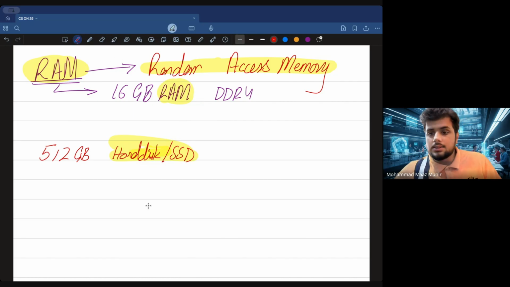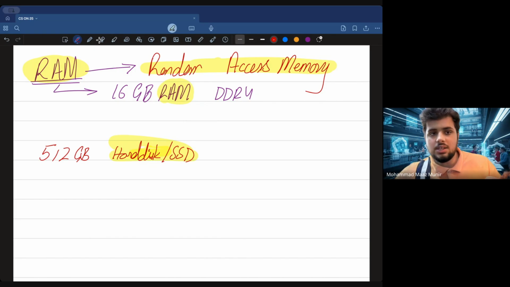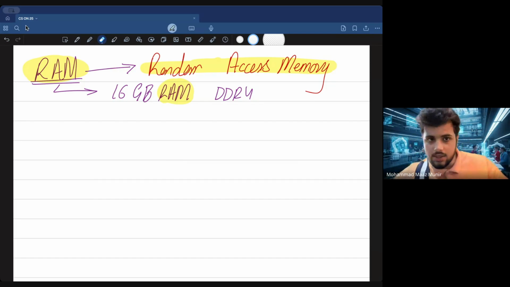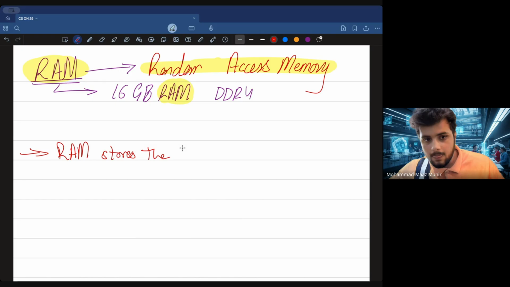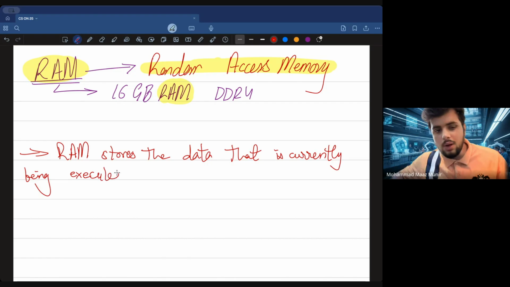RAM and hard disk, they both store data, but what type of data they store, that is different. So जो आपका सबसे पहली चीज जो आपने समझनी है ना, कि जो हम RAM बोलते हैं, RAM stores the data that is currently being processed or executed. So I will write it like RAM stores the data that is currently being executed or processed. अब what do I mean by this?